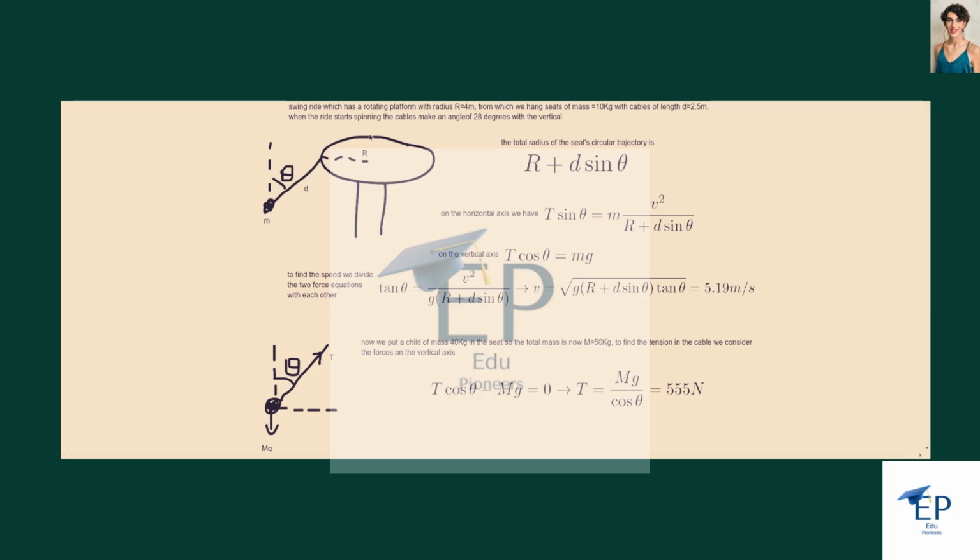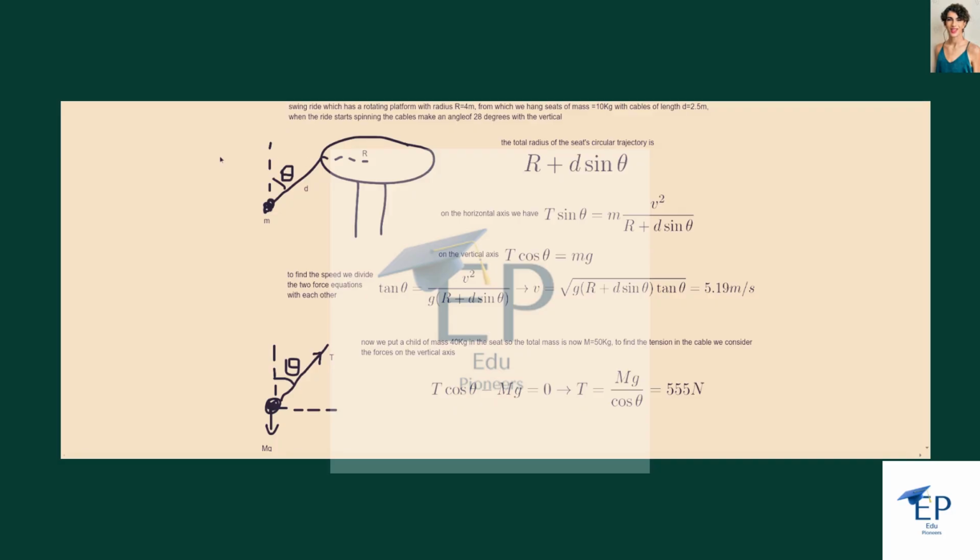When the ride starts spinning, the cables start making an angle with the vertical, as shown in this drawing. We're given theta is 28 degrees. What's important to consider is that the circular motion of the mass does not have a radius R. The actual radius of the seat's circular trajectory is given by R plus d sine theta: just R, this distance here, plus d sine theta, this distance here.